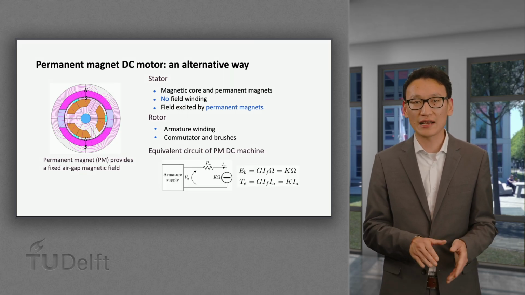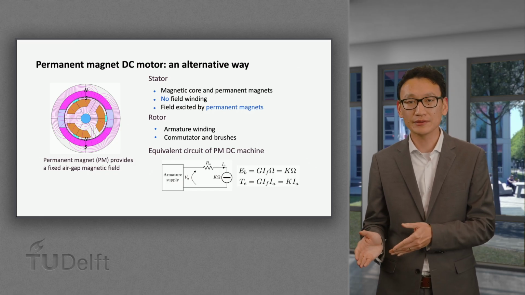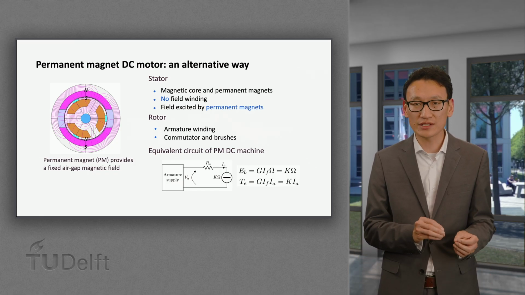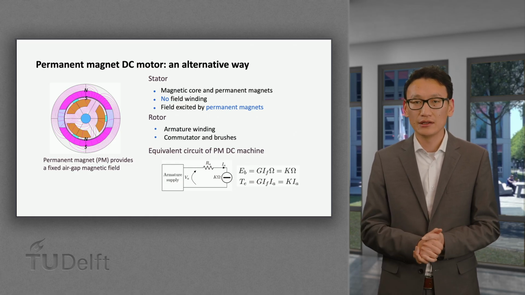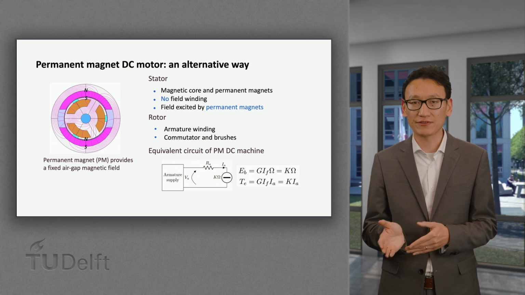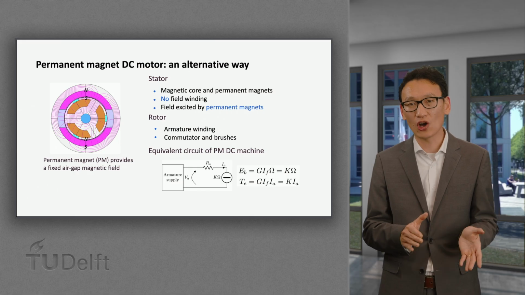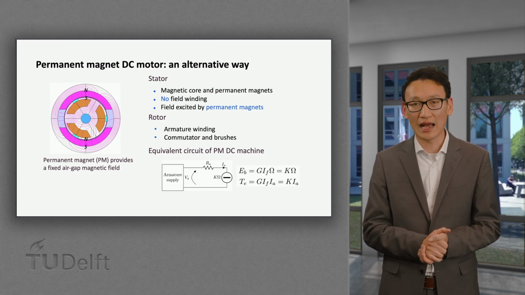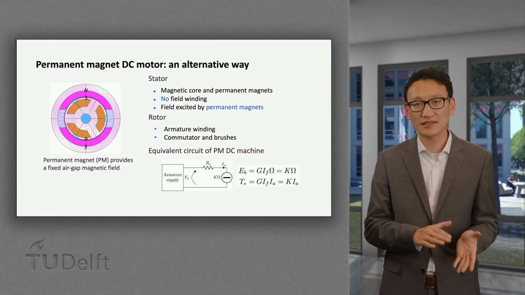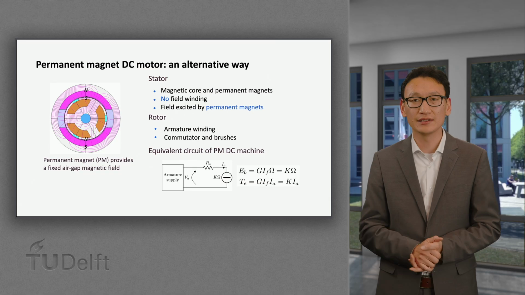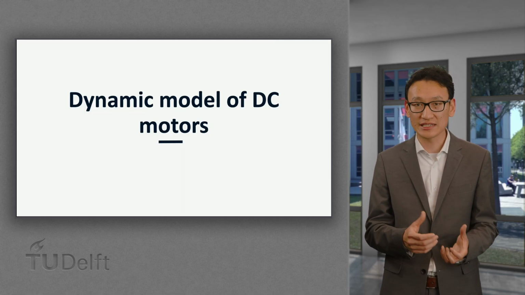The equivalent circuit can still be applied for performance calculation of the permanent magnet DC machine. However, we only need to study the armature circuit because of the elimination of the field winding. The field current also disappears from the back EMF and the torque equations, so that the back EMF E_B and the torque T_E are related to the angular rotational speed omega and the armature current respectively, just by a machine constant K. The equivalent circuit tells us the steady-state performance of the DC motor.